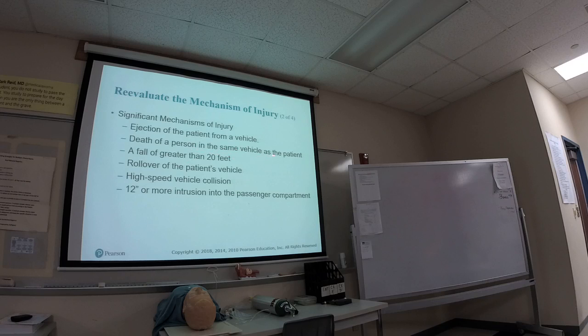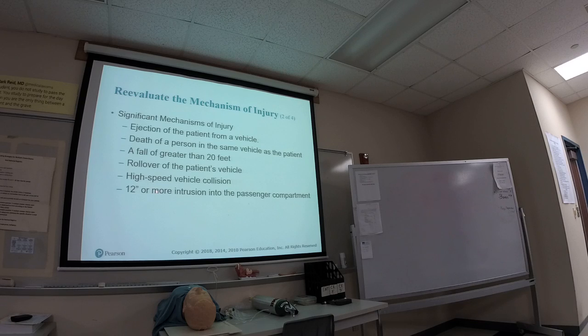The death of the same person in the vehicle, so if the driver dies and the passenger is still alive, that creates a high mechanism of injury. An adult faller greater than 20 feet, a rollover. The centrifugal force adds up as you continue to roll. Now you have a rollover from side to side, and you have what's called an endo, which is from end to end that you can roll over.